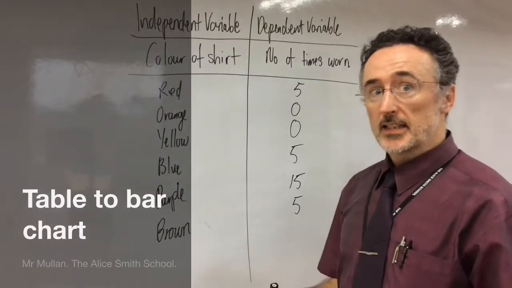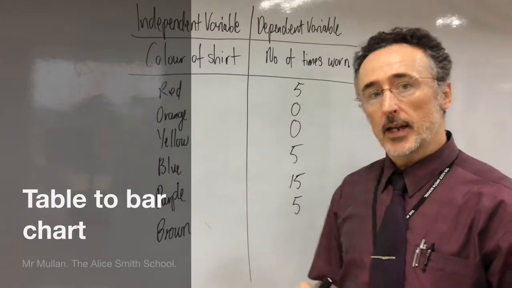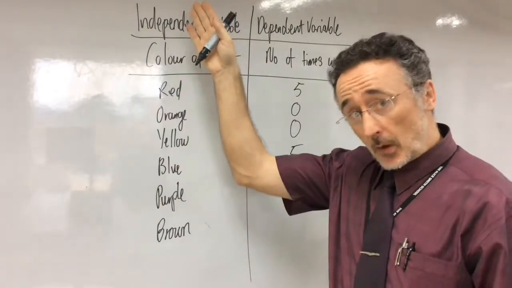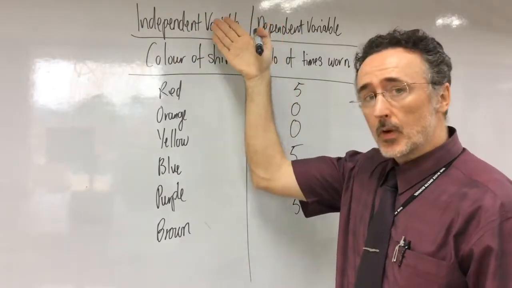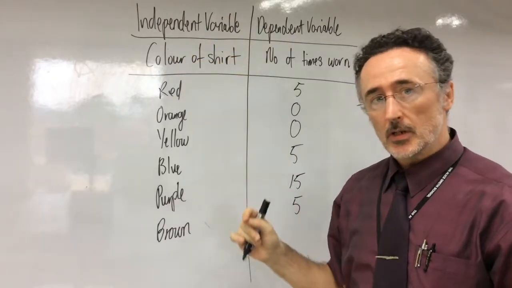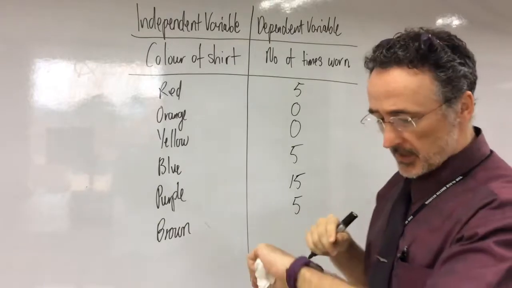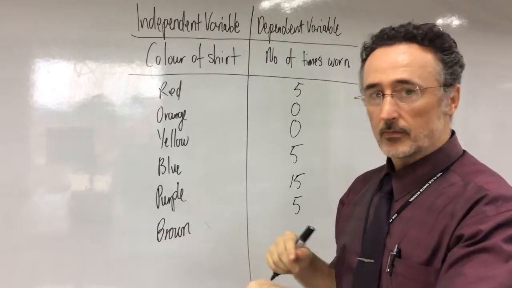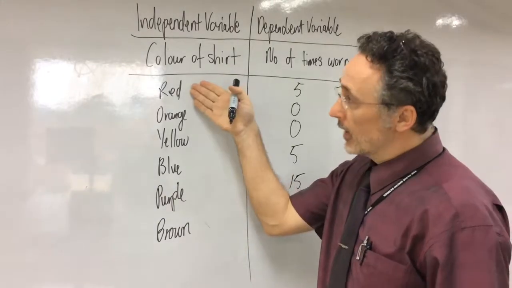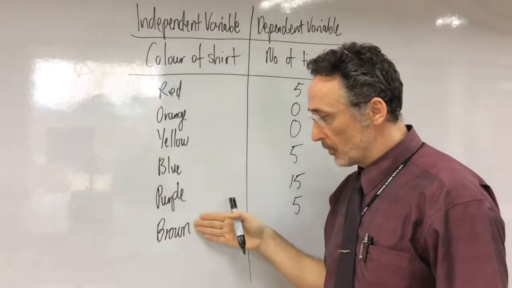All right, so I've made a slightly more complete table here. The left column, the first column, is always the independent variable, and it was the color of shirt that Mullen wears each day for the 30 days of September. So we're in September, and obviously I've jumped into the future here, but: red shirt, orange shirt, yellow, blue, purple, and brown.